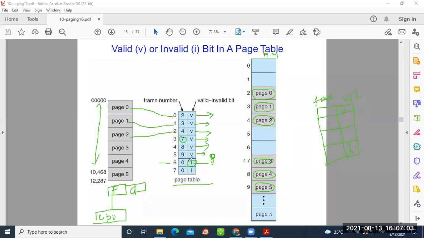So what will happen? Due to which we are not going to find it. Now you can see page number 6 is not present in my main memory. So how can the system know? If it is an invalid bit, then I can understand the page is not available in my system. Similarly, you can see page number 7. I am requesting page number 7, but for page number 7 we are not getting any frame number.